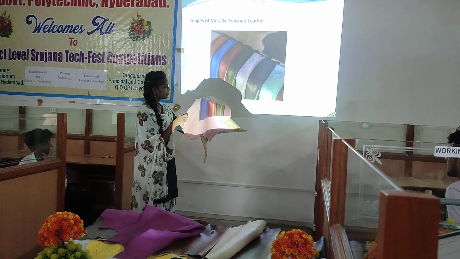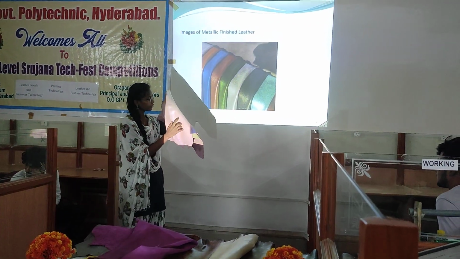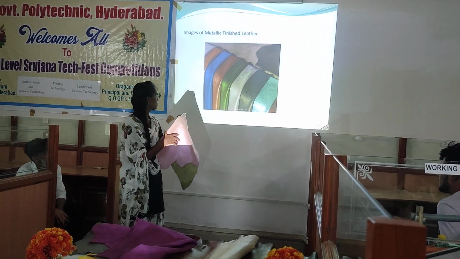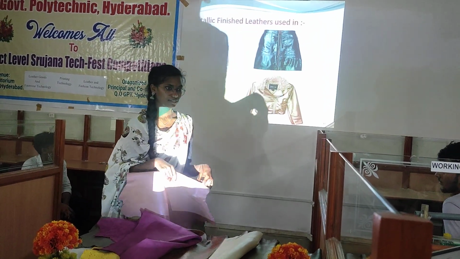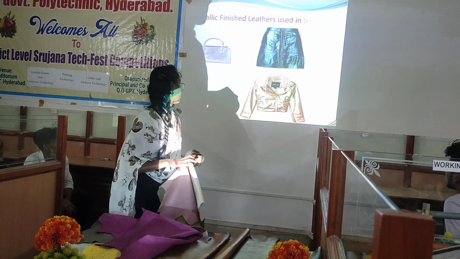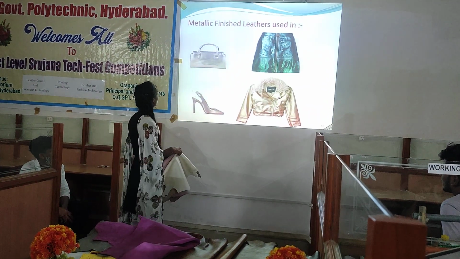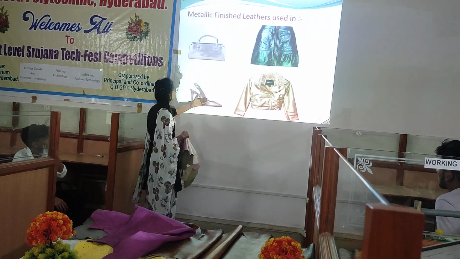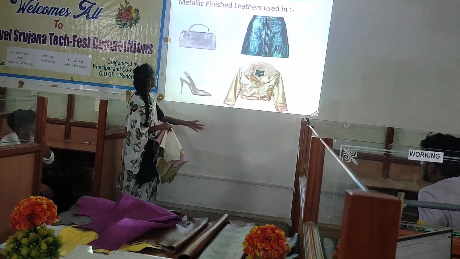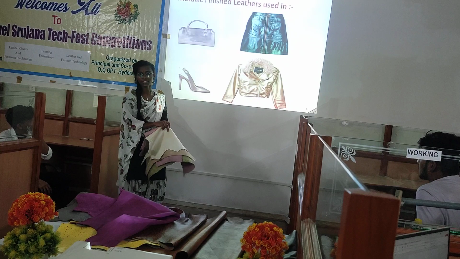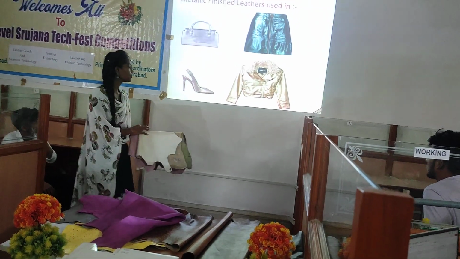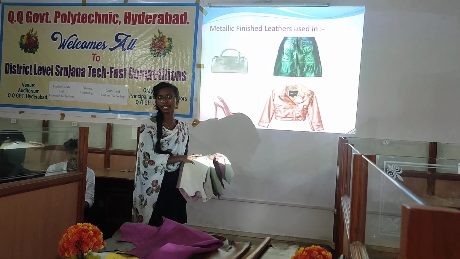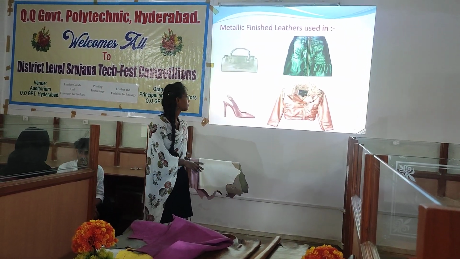And here these are the metallic leathers. You can see this shines like metal. And these are a few metallic leathers used. As we can see, we can make shoes and bags. We can make different goods and articles from metallic finish leather. It gives a different shine and appearance to the article.